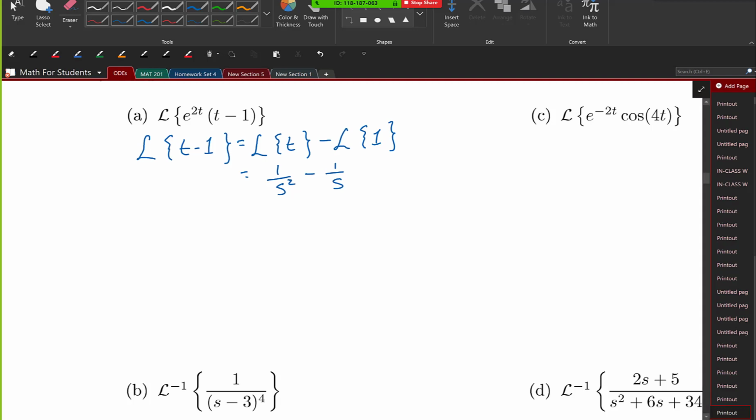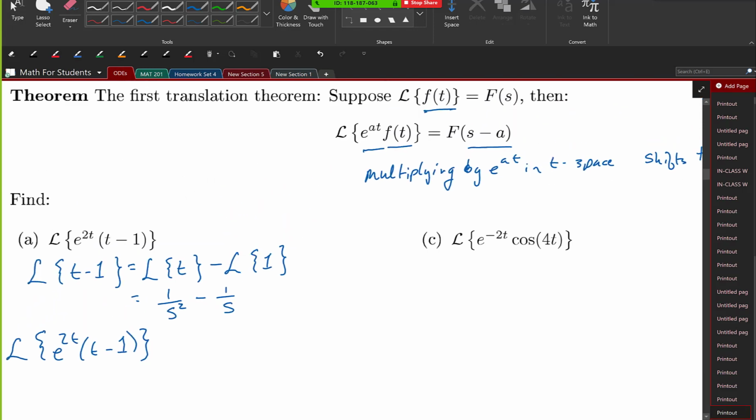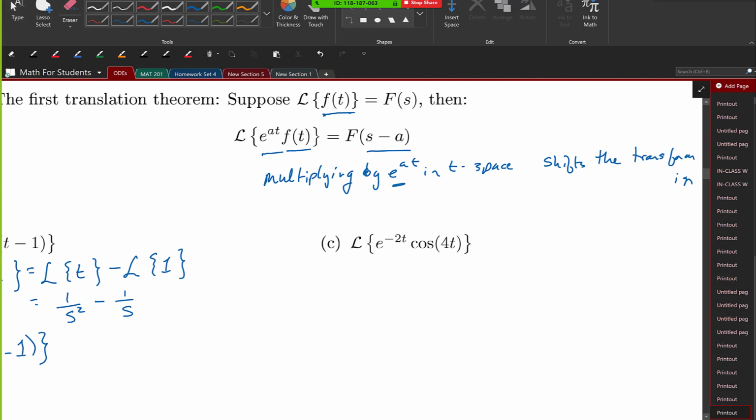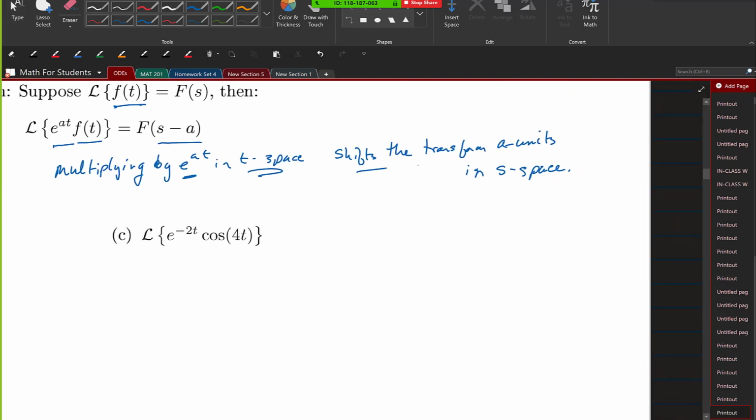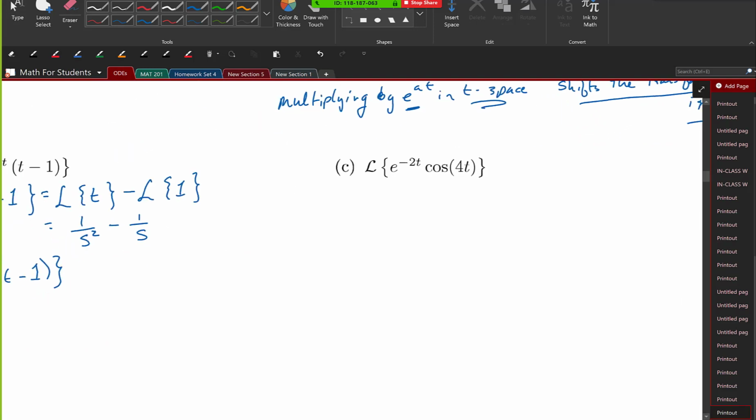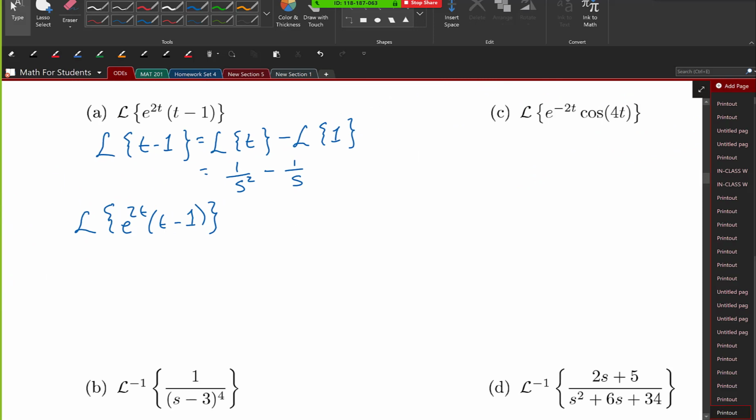So what is going to be the Laplace transform of e to the 2t times t minus 1? Well, what did we just write up here? We said multiplying by e to the at in t space shifts the transform a units in s space. So I'm just going to take my answer from before and I'm going to shift it 2 units in s space.